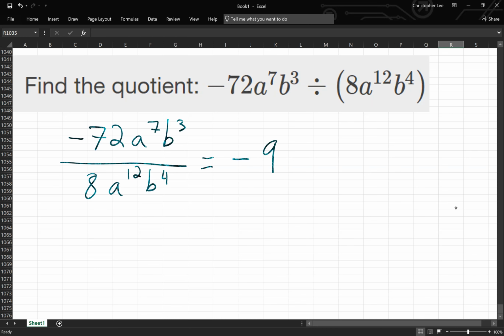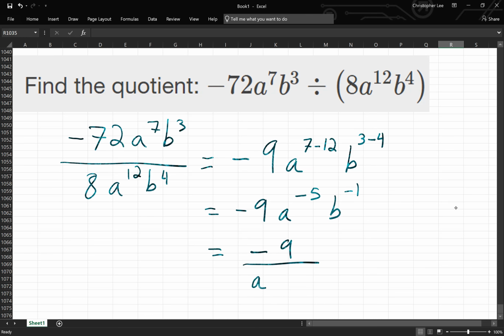And then we're gonna divide the top by the bottom. So a to the 7 divided by a to the 12. You already know that's a to the 7 minus 12. And then we're gonna have b to the top, which is a 3, minus the bottom, which is 4. This is gonna give me -9, a to the negative, what is that? It's 5. And b to the -1. But you know it's illegal for me to have negative exponents, so final answer, -9 over a to the 5th, b. And that's that.